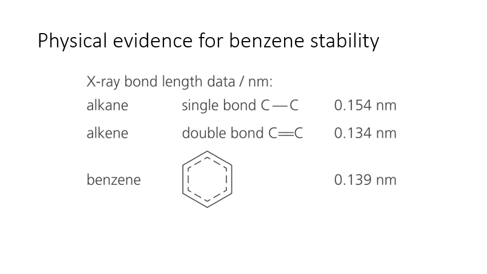And the physical evidence for the stability of benzene: if you look at the X-ray bond lengths, if it was completely alkane, a single bond length would be 0.154 nanometers. If it was completely all double bonds, it would be 0.134 nanometers. However, if you look at the X-ray data for bond length of benzene molecules, it's actually somewhere in the middle, which suggests it's got a 1.5 bond length. A hybridization between the single and double bonds.